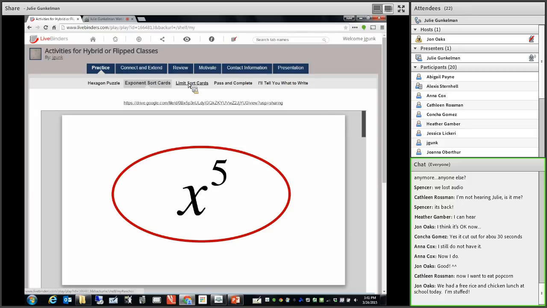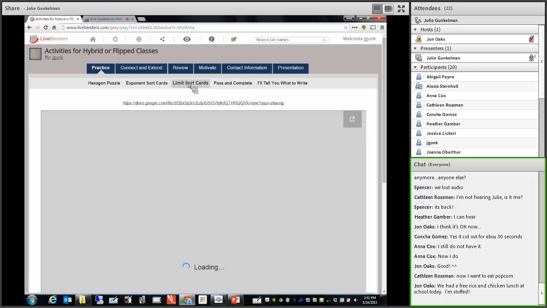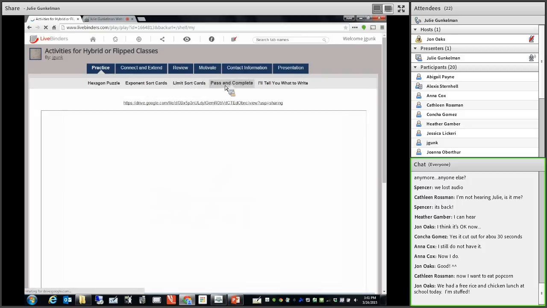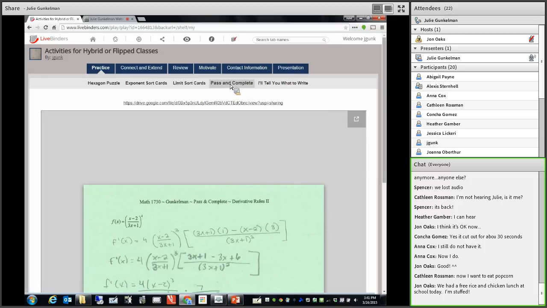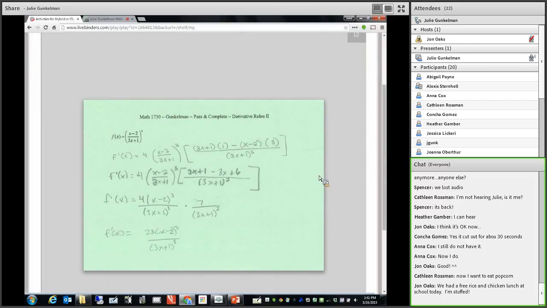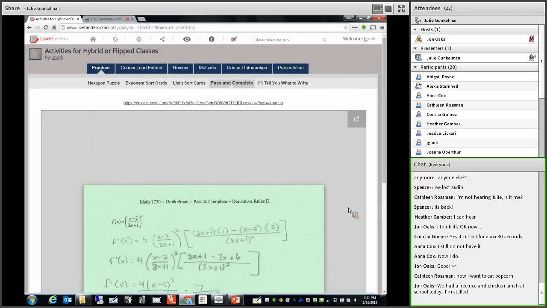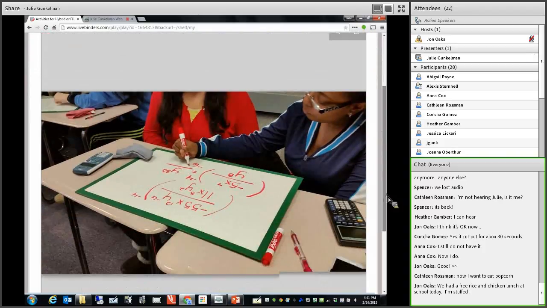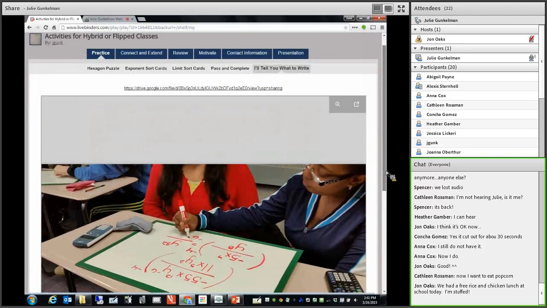The limit sort cards are there as well from Calculus 1. Again, that was the one that I did to have my students sort out those limits. I put the pictures of pass and complete, the derivative rules that I did with my students this semester, in there just so that you would remember what that means. I tell you what to write, I think I've got that picture in there of my students, and no, I didn't put the trig one underneath.